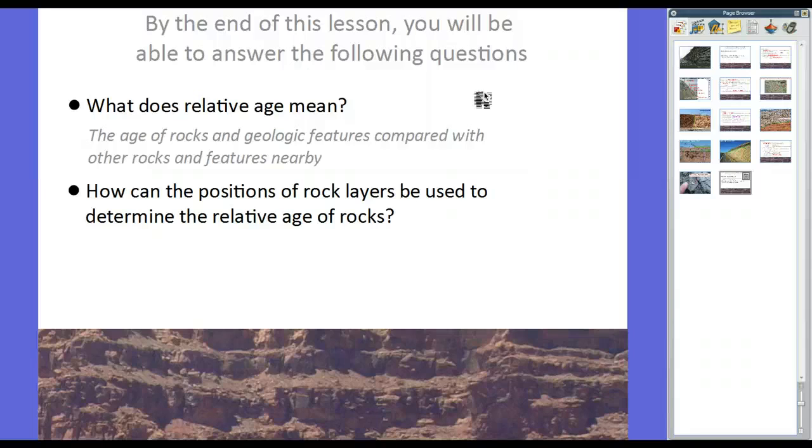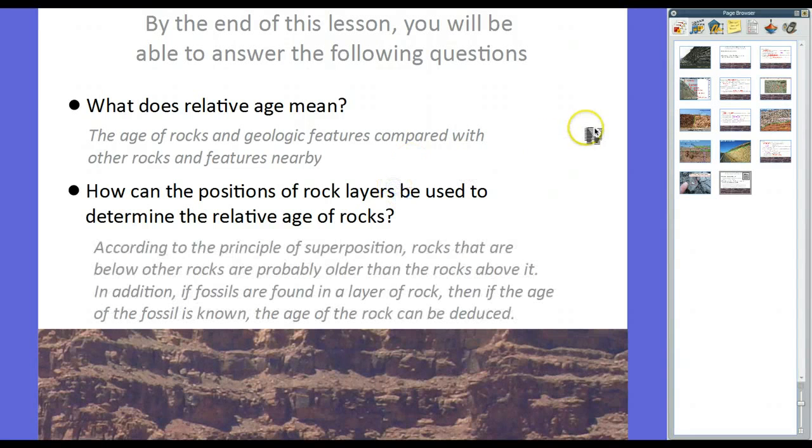But for our general purposes, comparison, which rock is older than the other one? Well, the ones below it and the ones above it, we're able to figure out their age compared to each other, and that's relative aging. Now, how can these positions be used to determine the relative age of rocks? Well, according to the principle of superposition, rocks that are below other rocks are probably older than the rocks above it. Okay, unless there's evidence of geologic changes that we don't know about.